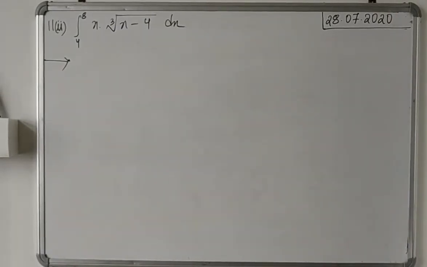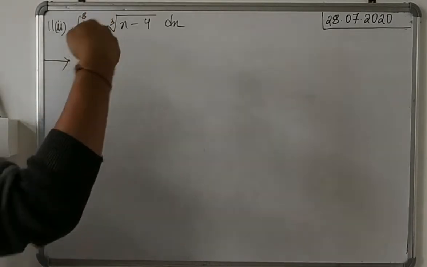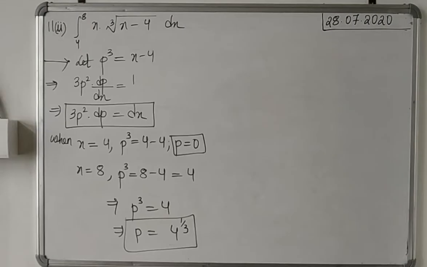Okay, let's continue with question number 11, part 2 now. The question is integration 4 to 8, x into, now there is cube root. Can you see the cube root? Cube root of x minus 4. So whenever there is cube root, if there is square root, p square. If there is cube root, then p cube. That is the substitution. Okay. So pause the video. I'll show you the steps.